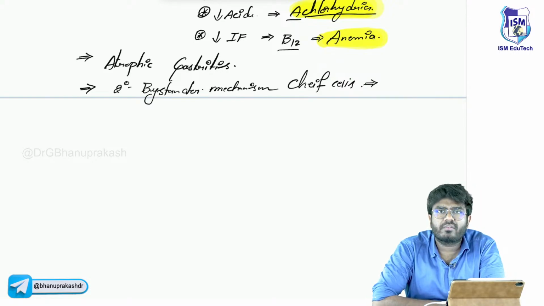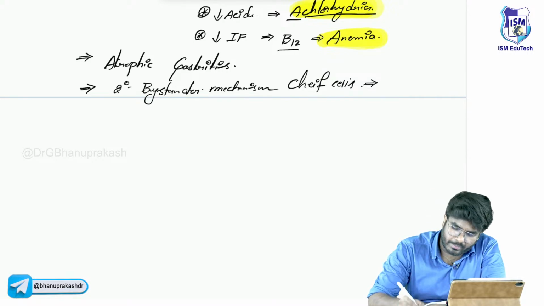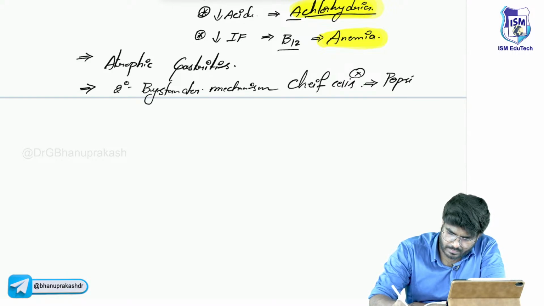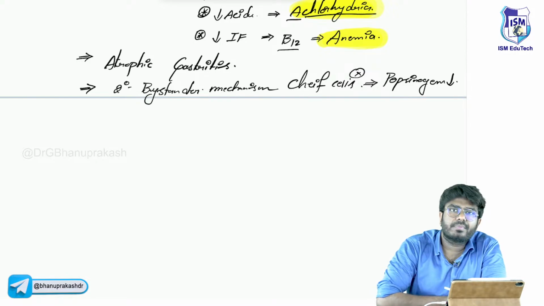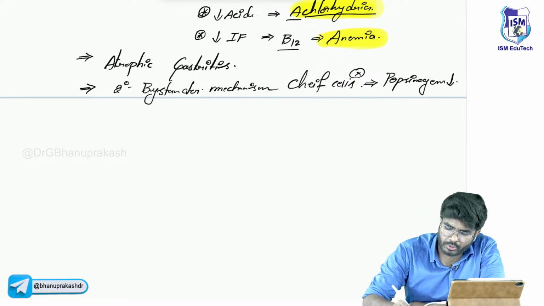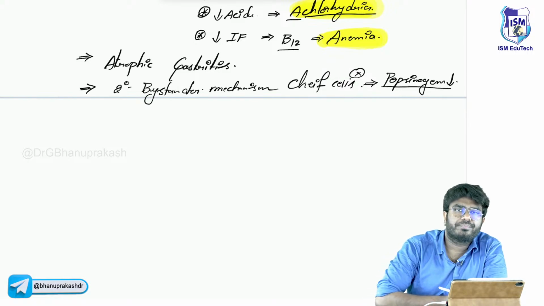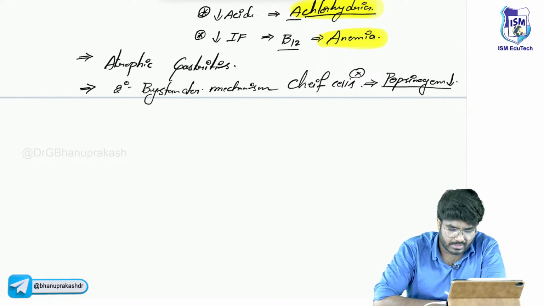The pepsinogen will later be converted into pepsin. Pepsin helps in the digestion of proteins. Now, the chief cells are going to be damaged. When the chief cells are damaged, what happens to pepsinogen? Pepsinogen levels decrease. So protein digestion is also not going to occur properly.